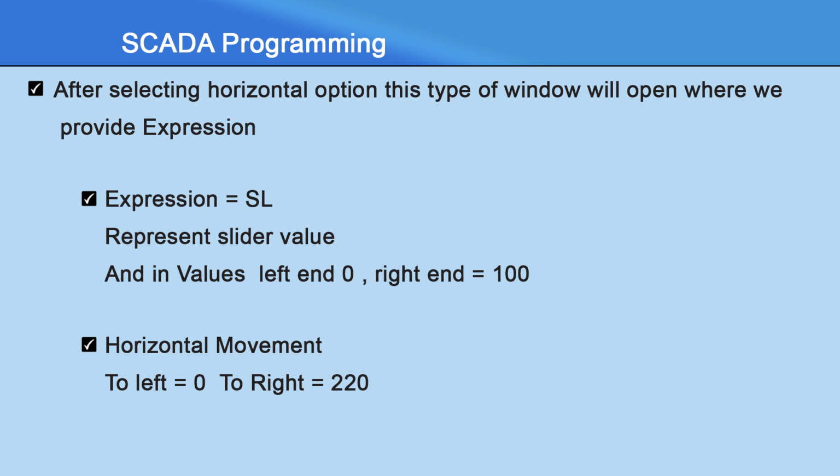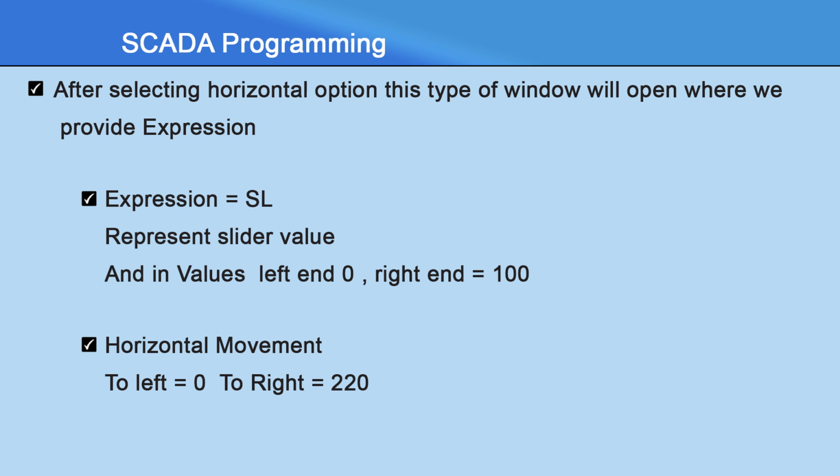Then it will ask us for the property: at the left hand 0, at the right hand 100. For example, when it is at the left hand, what value do we want from 0 to 100, and for that value, what horizontal movement do we want. So when the slider is at 0, the ball will be at 0, and when the right hand is at 100, the ball should be at 220. How does this 220 appear?